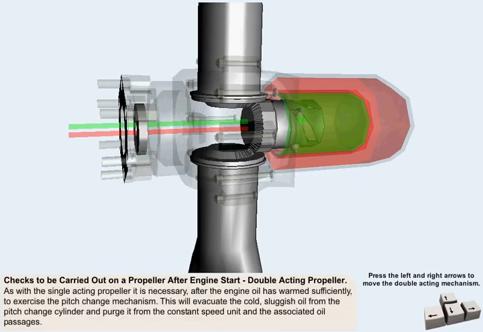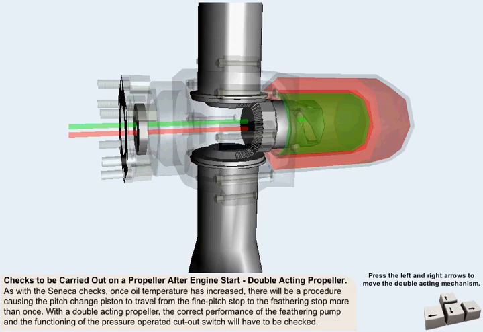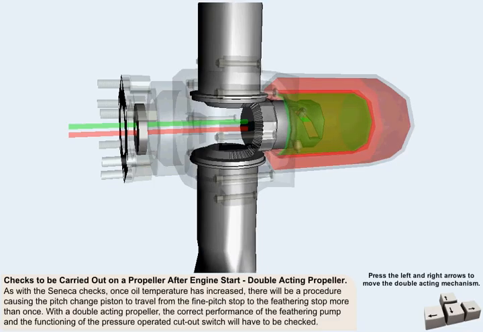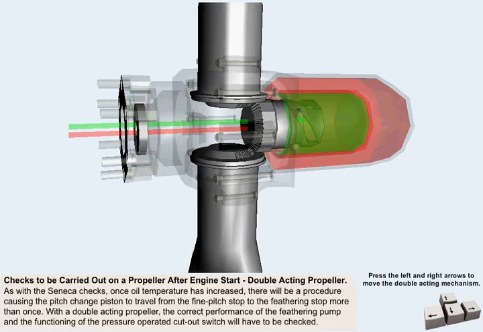As with the single-acting propeller, it's necessary, once the lubricating oil in the engine has warmed sufficiently, to exercise the pitch change mechanism. This will evacuate the cold, sluggish oil from the pitch change cylinder and purge it from the constant speed unit and the associated oil passages. Just as happened with the Seneca checks, once the oil temperature is increased, there will be an engine test procedure for the double-acting propeller, which will involve causing the pitch change piston to travel from the fine pitch stop to the feathering stop more than once.